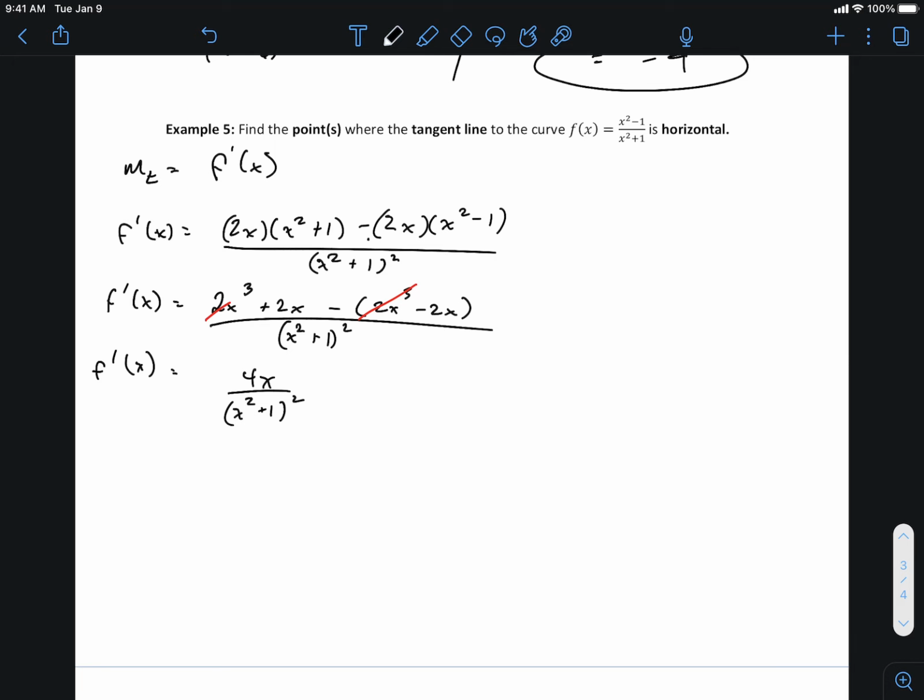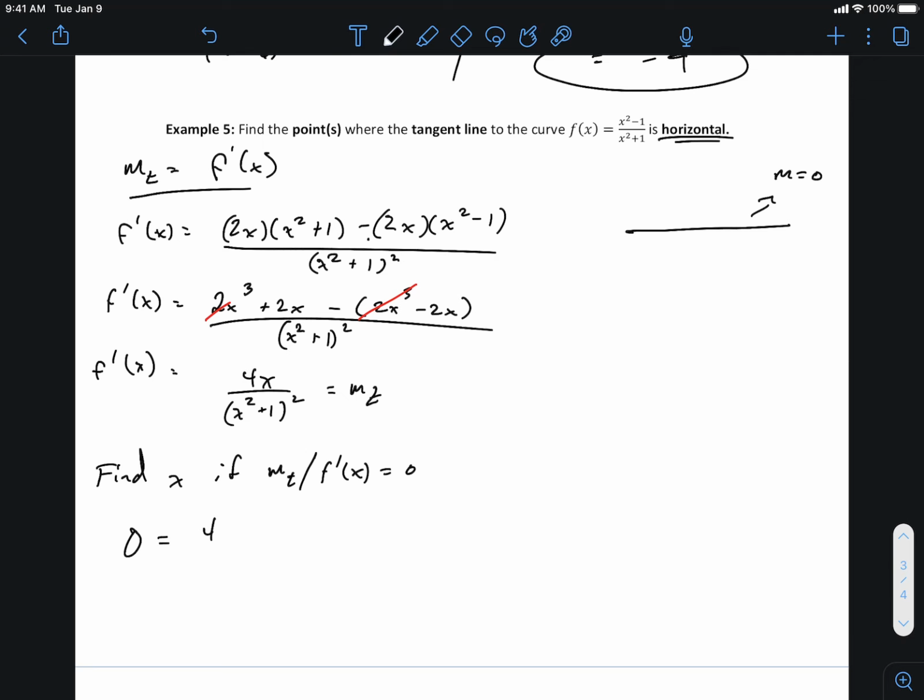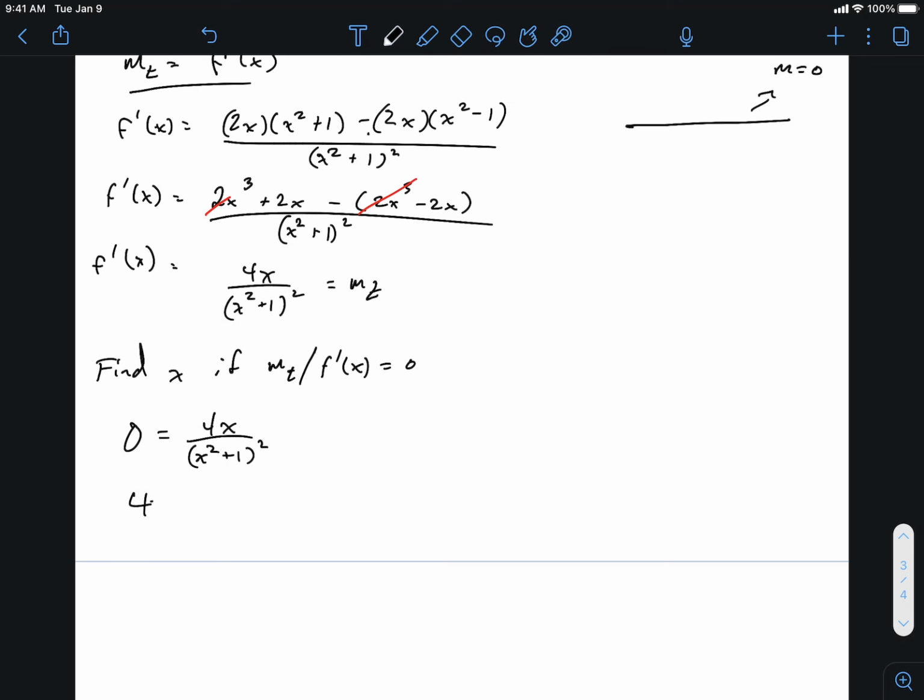Okay, that is the slope of the tangent. Now, we want to find out at what points, so basically find x if the slope of the tangent, remember, if we're talking about horizontal, the slope m has to equal 0. So we want to find x if m, the slope of the tangent, or f prime of x, is equal to 0. So we just set this function equal to 0. We say 0 equals 4x over x squared plus 1, squared. And we find that 4x is equal to 0, so x is equal to 0. So there you go.